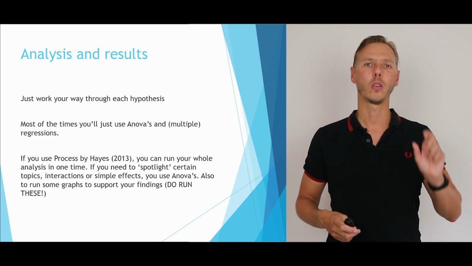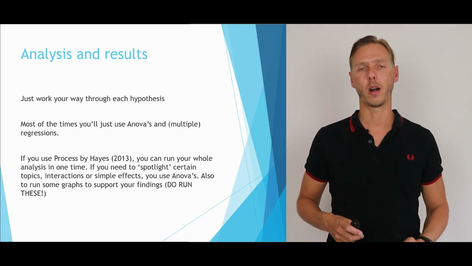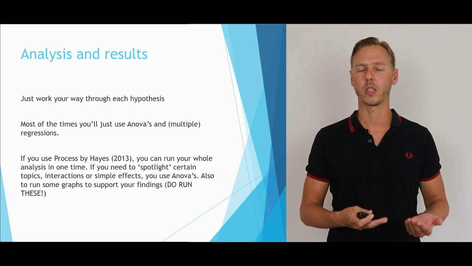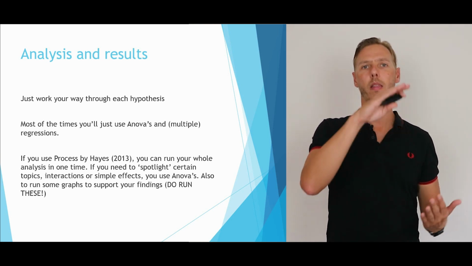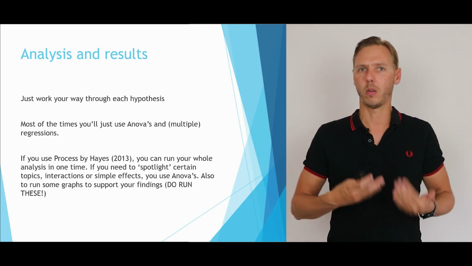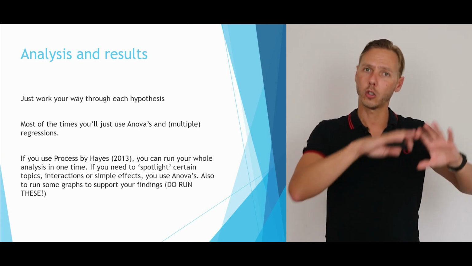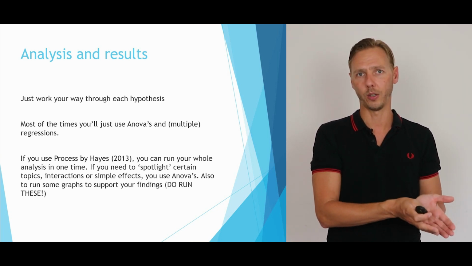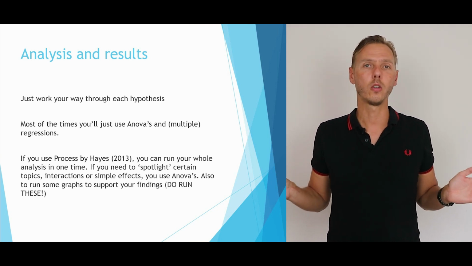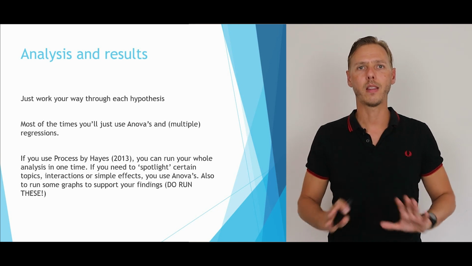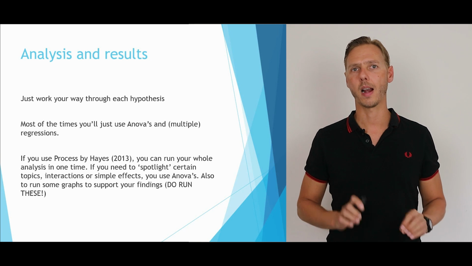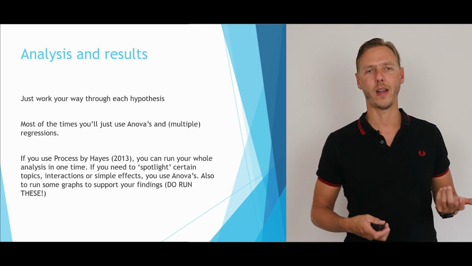And then after that, you can spotlight certain parts, because you do want to make some tables in your analysis and results. You want to show some tables. Look, this is group A, this is group B, this is the effect, this is the interaction effect. And sometimes you need to run some ANOVAs in your SPSS to spotlight that certain result. But next to that, if you can, just use PROCESS by Hayes, and you have everything in one data file, which is really nice. And after that, you can spotlight or highlight certain parts. We call that simple effect tests.